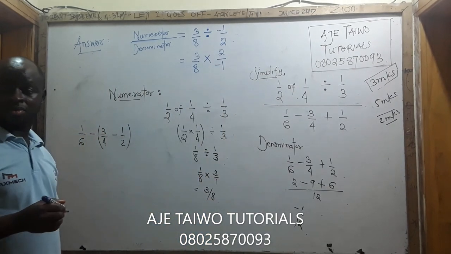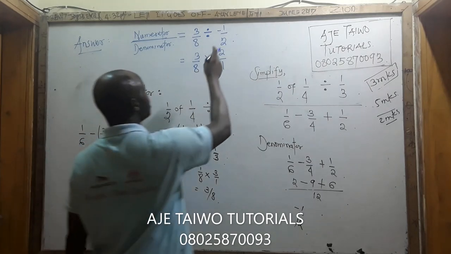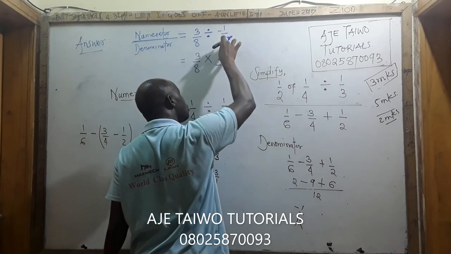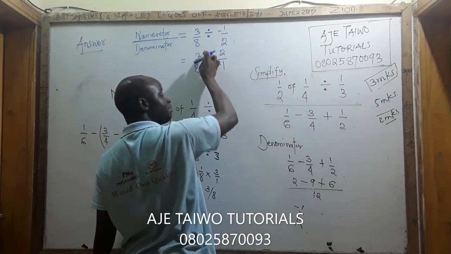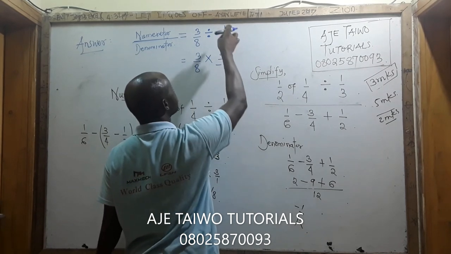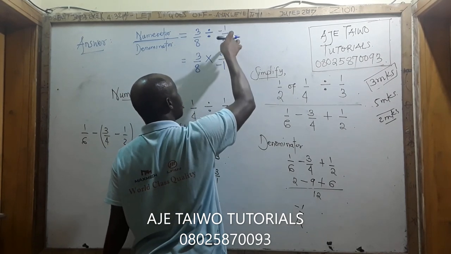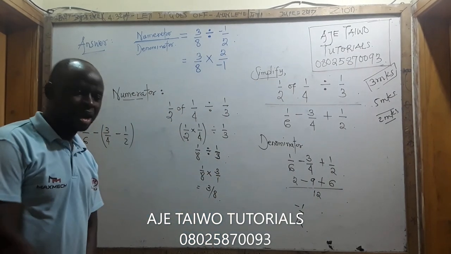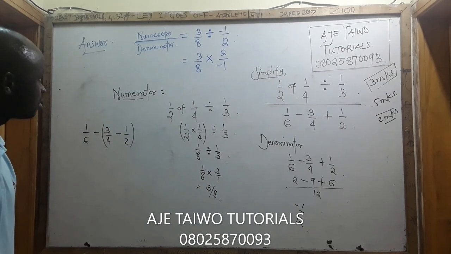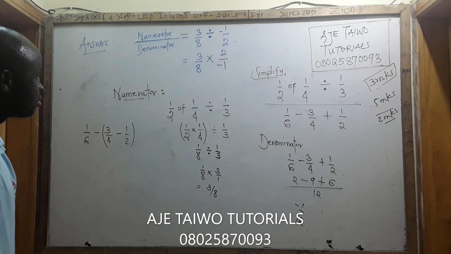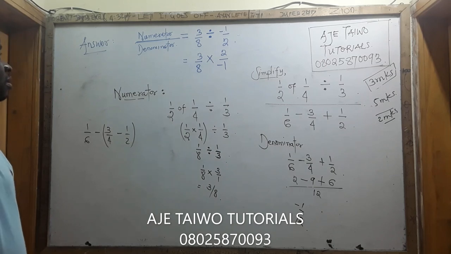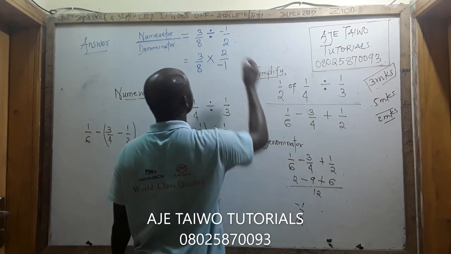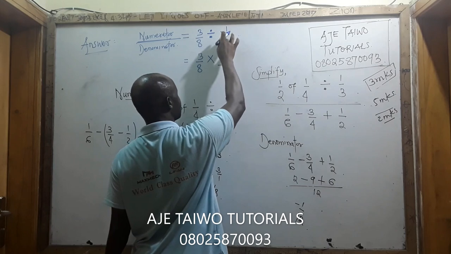As you can see, this 3 over 8 divided by minus 1 over 2. Here we turn to times. And that'll be: minus 1 will come down, 2 will go up. Am I communicating, class? Yes, times of course. Times minus 1 over 2. Yes, that's right.